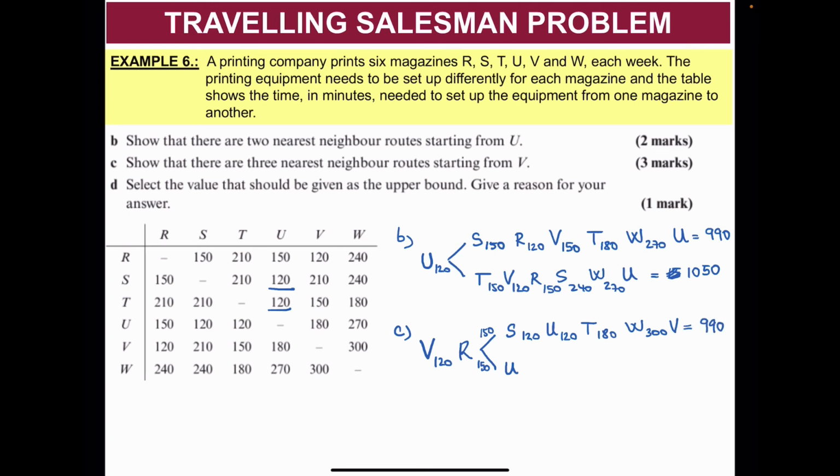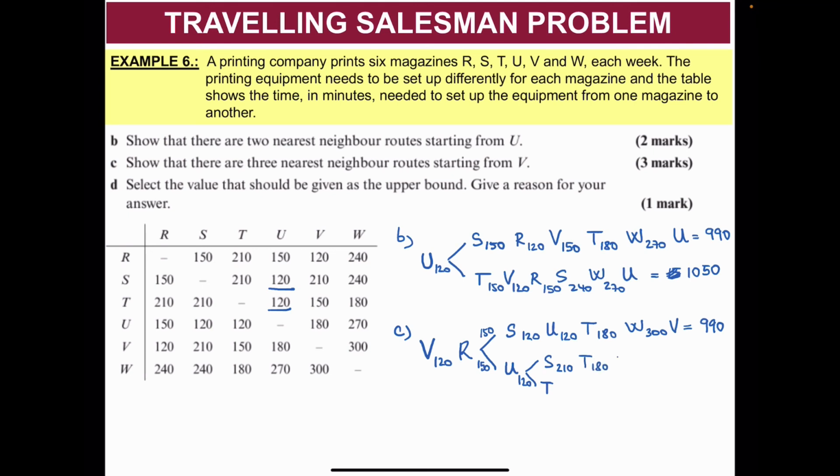Now if I'm at U, then the situation will repeat because 120 will either take me to S or take me to T. If it takes me to S, then I continue, and from S I can get to T.